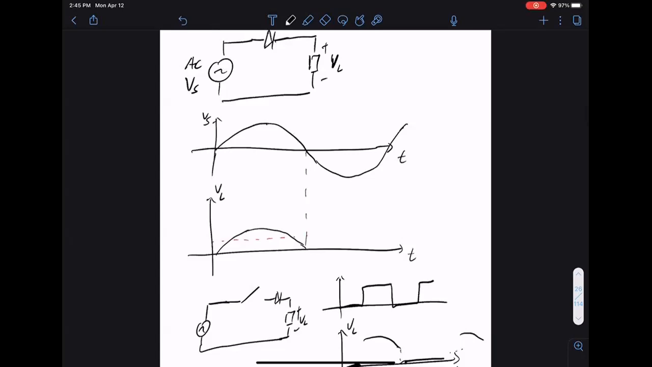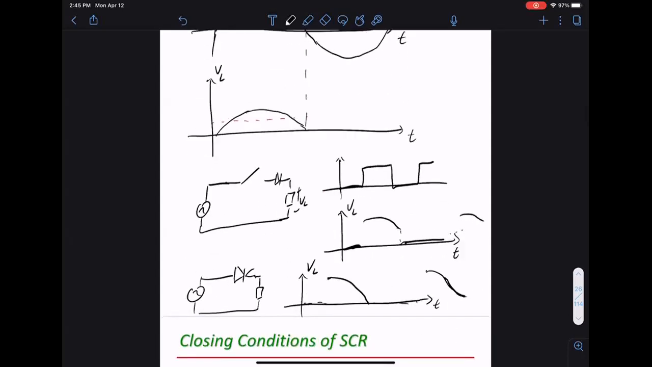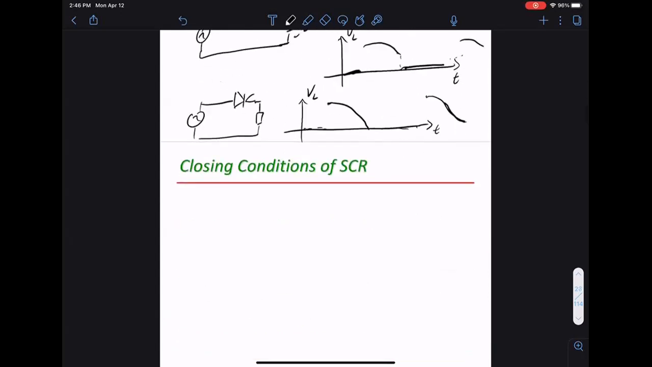And our control is we don't need all the flexibility of a switch. So we can avoid some of the current losses, some of the loss from having a switch, by just triggering on it once. And so let's take a deeper look at the SCR, what the SCR tries to do.